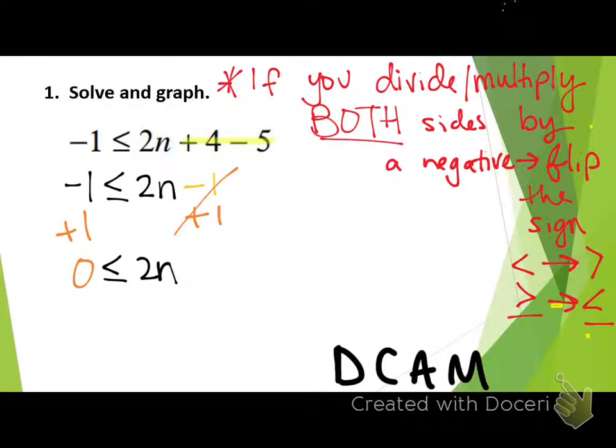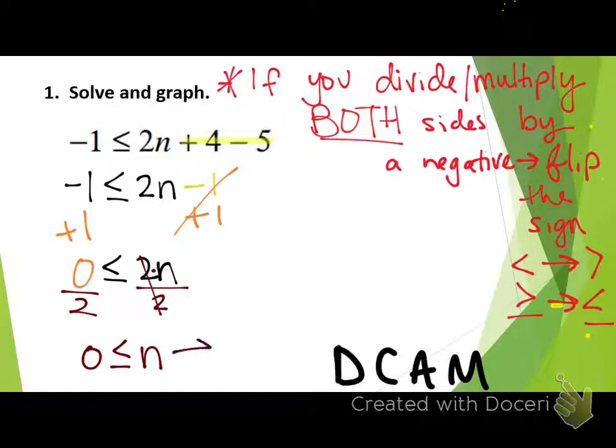So now we multiply or divide to get the variable alone, to get n alone. Divide by 2. We divide because 2 is multiplying times n. The opposite of that is dividing. And then 0 divided by 2 is 0. You can write it like this, however, you will not be able to graph it.